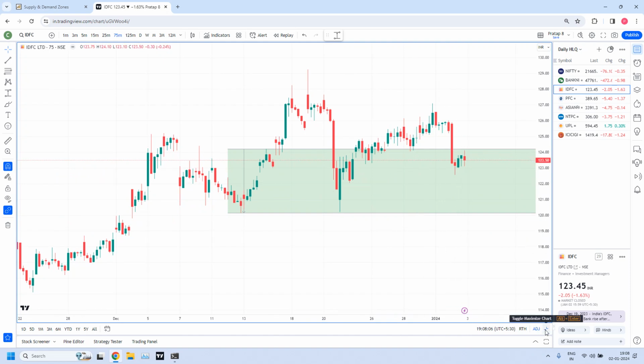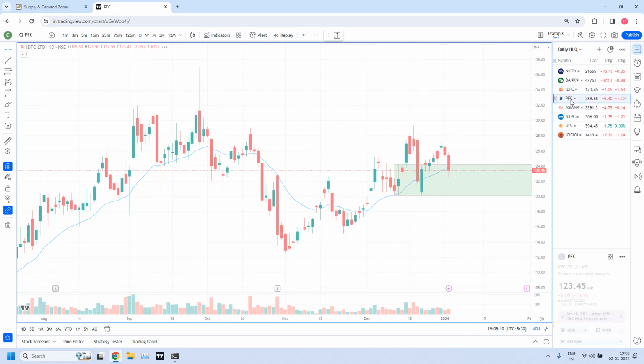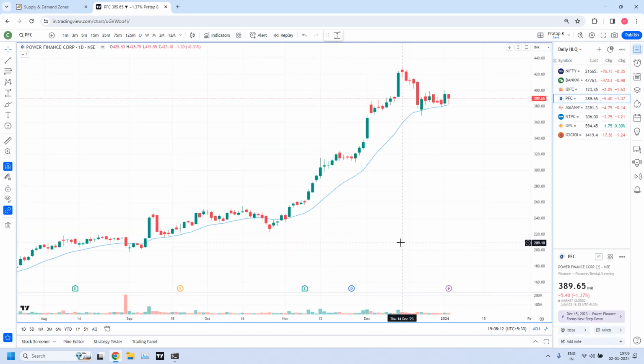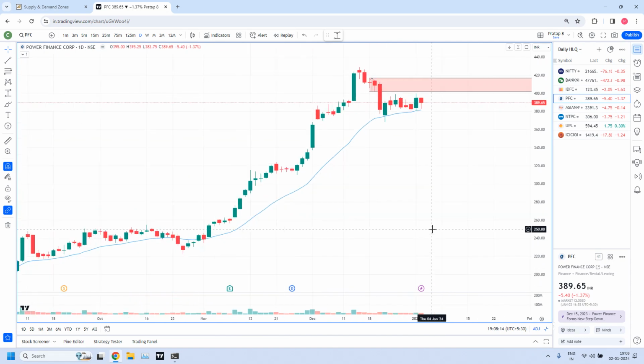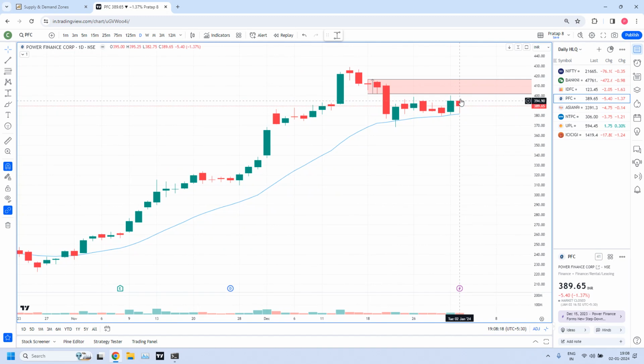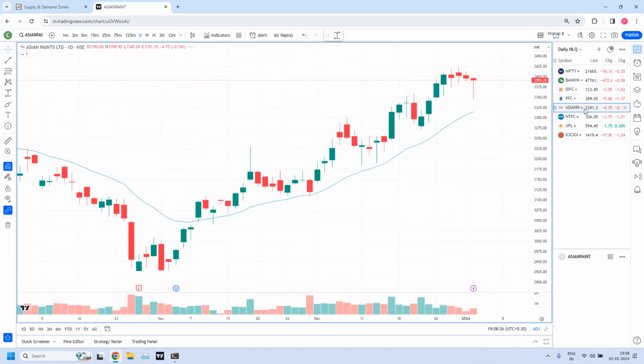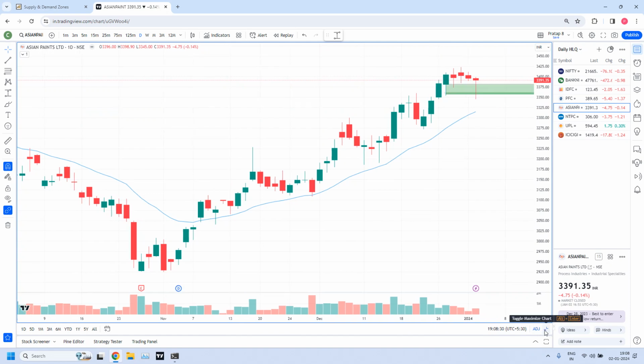The next one is Power Finance Corporation. This is a high liquidity supply zone. Today prices did not enter into this zone, so there is no trade triggered in this zone. Next one is Asian Paints. The trade is triggered but hit the stop loss.